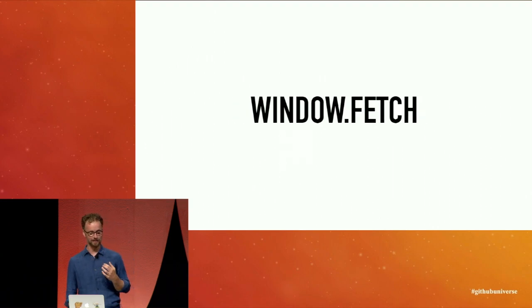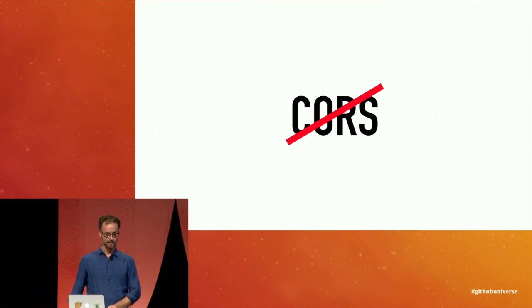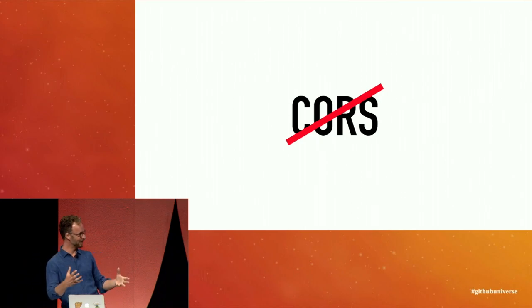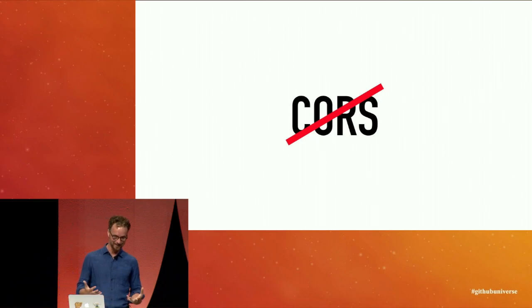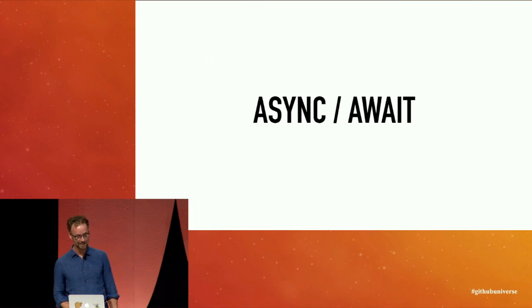Window.fetch is an HTTP client with promises that you get for free, just on the window object. No more CORS. If you have ever done any web development where you're trying to make an AJAX request to some other site, you hit this CORS thing and it's just so sad, but that's over now.